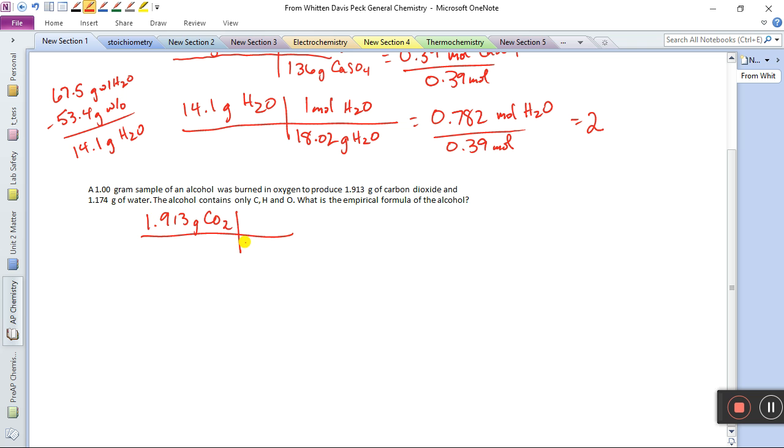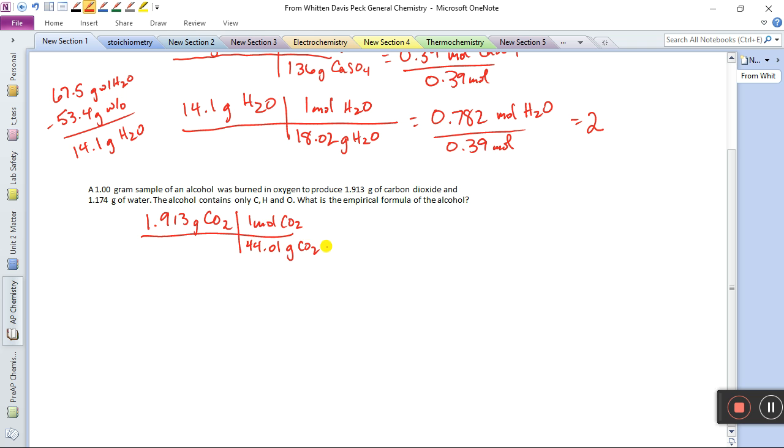So we're starting with 1.913 grams of carbon dioxide. Still have to get to moles, so we need the molar mass. Carbon dioxide, by the way, is 44.01 grams per 1 mole. And this is still CO2.